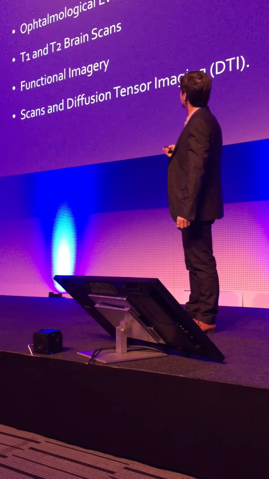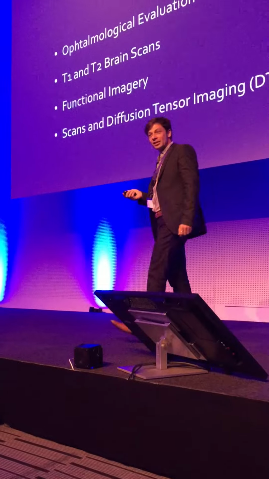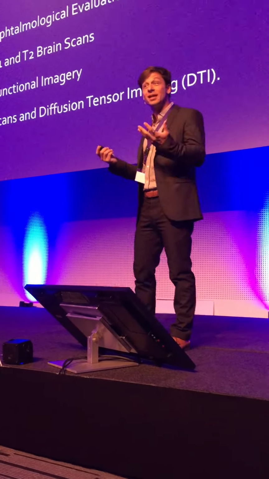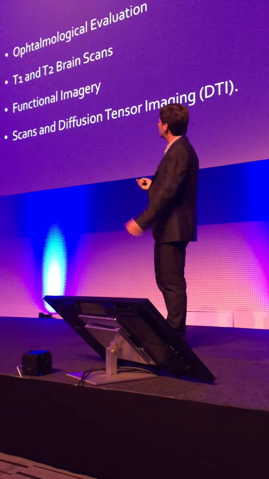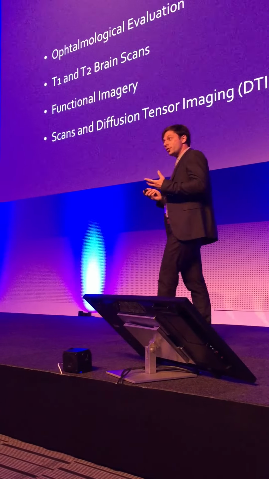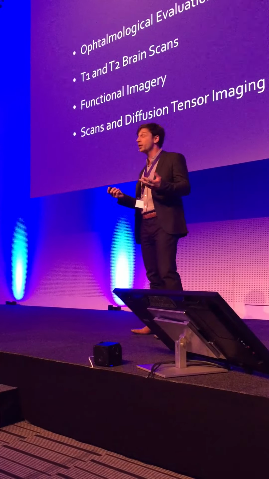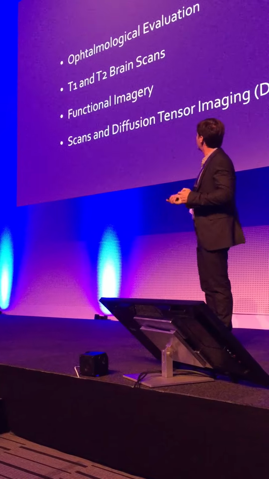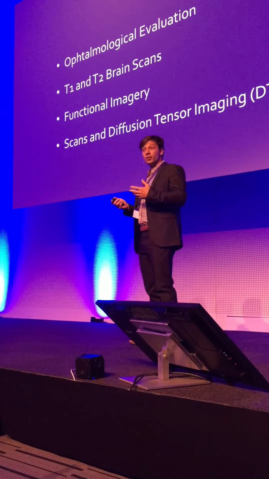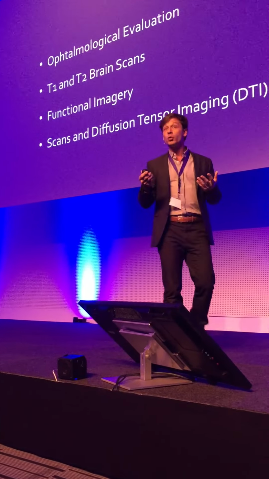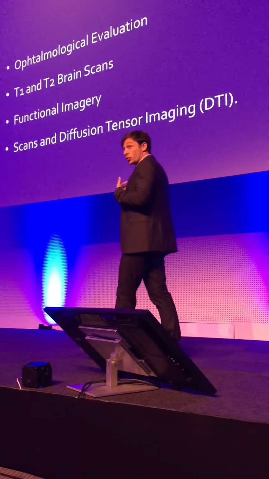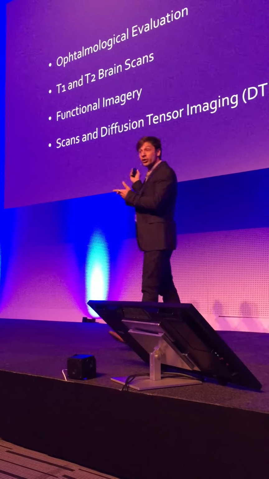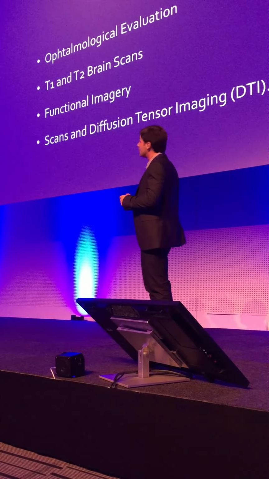As a visual neuroscientist, we know that it's the brain that sees, it's not your eyes. And we have several tools that we use to investigate these massive cortical changes. And now we're looking for some much more subtle changes in the brain. Some of the tools that we use will be ophthalmological tests, looking for the betterment of visual performance. And the tools that we use as neuroscientists are T1 and T2 brain scans, functional imagery, and DTI.